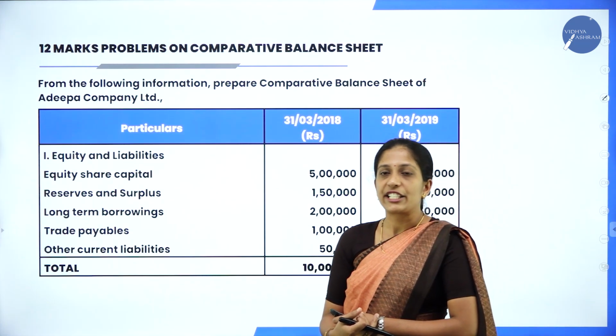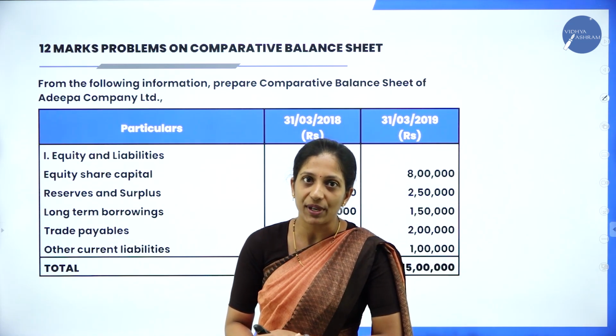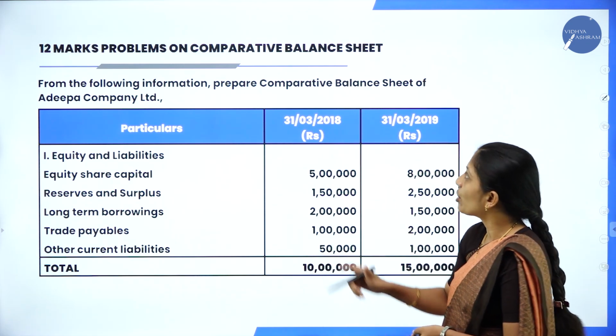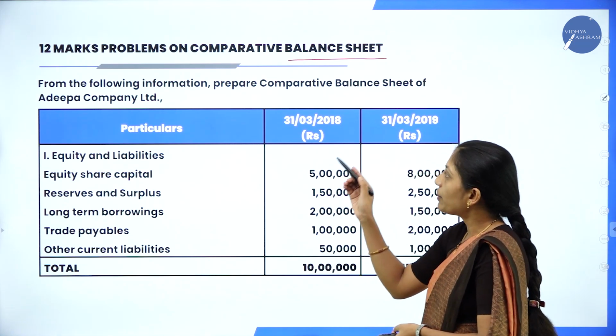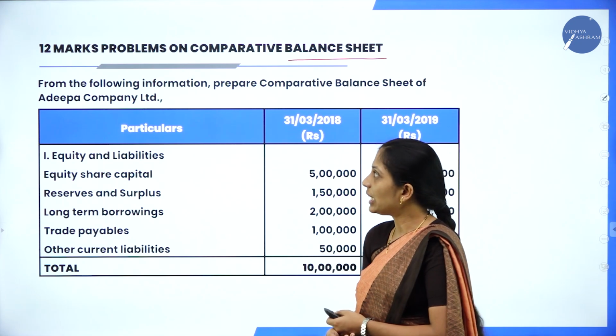Now let us see directly 12 marks problems. So these are all question paper problems that they have asked in the previous year. Okay, so 12 marks problems on comparative balance sheet. So we are going to prepare comparative balance sheet. From the following information, prepare comparative balance sheet of Adipa Company Limited.